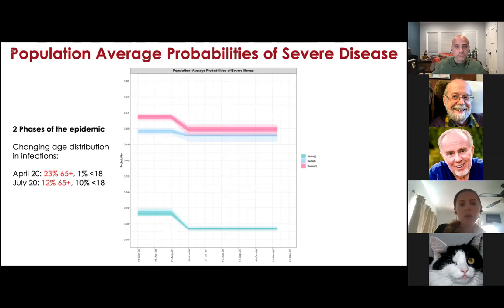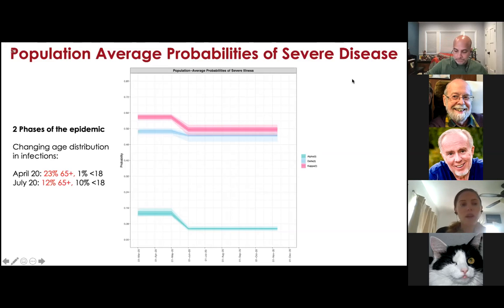Okay, and then these are our probabilities of severe disease: hospitalization given infection, ICU admission given hospitalization, and death given ICU admission. So the green at the bottom is the hospitalization, the pink is the ICU admission, and the blue is the death. This is actually one of our key takeaways here: the hospitalization rate really decreased over time, and we think that's most largely due to the change in the age distribution in infections.